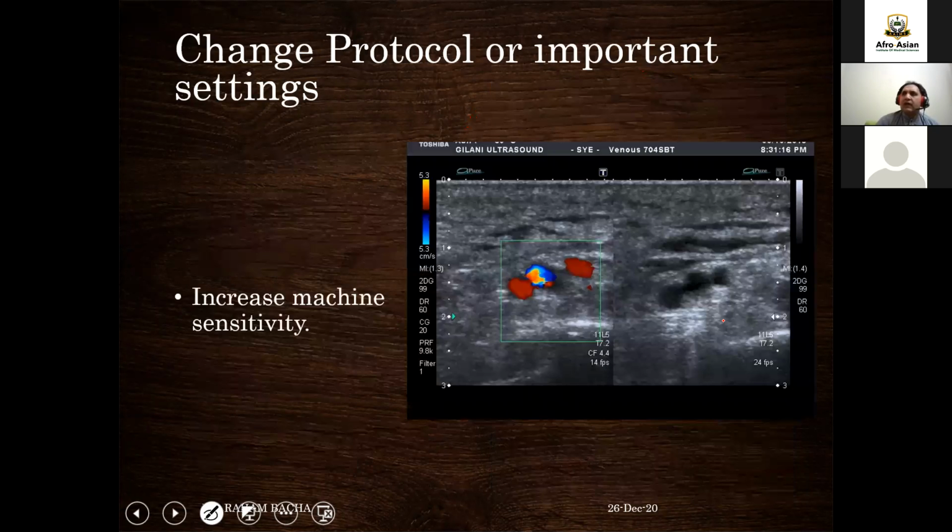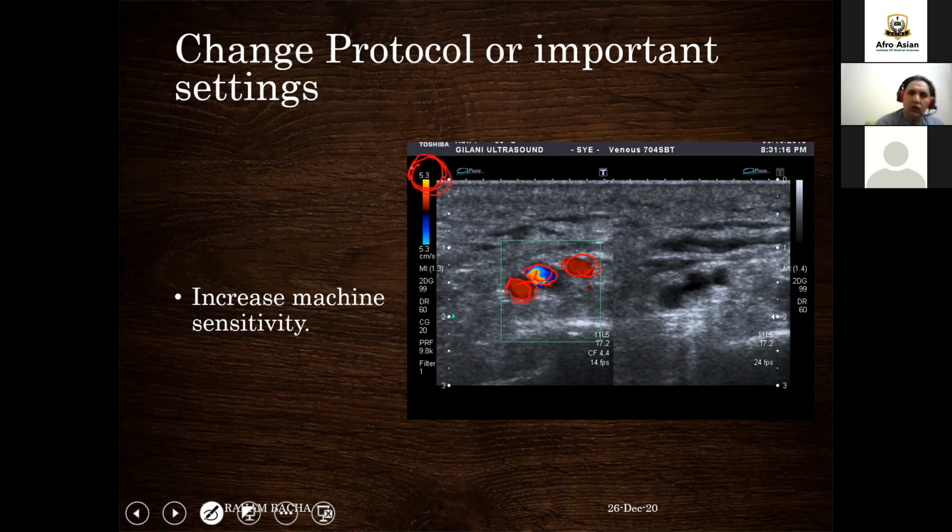Sometimes it is important to change the protocol settings by machine sensitivity. Okay, so here you can see these are the posterior tibial artery as well as posterior tibial veins, but we are able to detect blood flow with the help of color Doppler, even in short axis view, where that appears artery and these two are veins, but that is due to the increase in the sensitivity of the color Doppler.